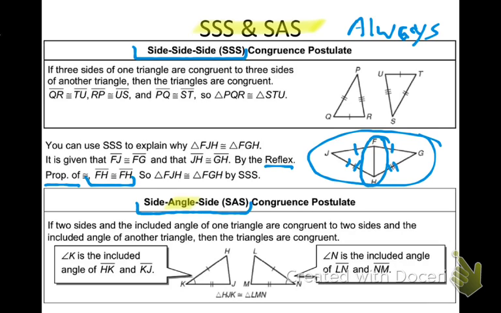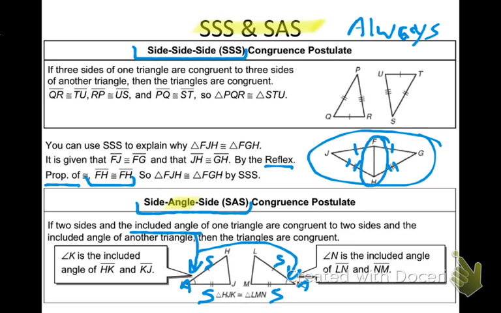This would be an included angle, as in the angle is in between the sides. Included angle. If I look right there, included angle. That's what it means. The angle is in between the sides that I know. And if I look over here as well, included angle. So I have SAS, side angle side. I know that.